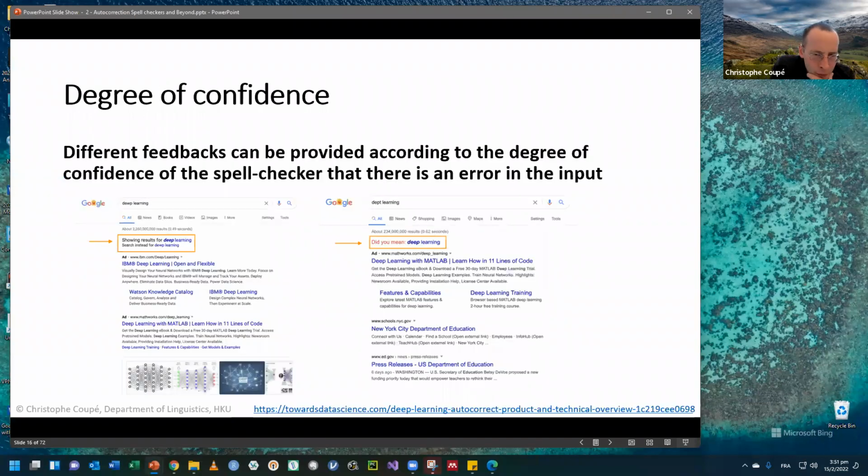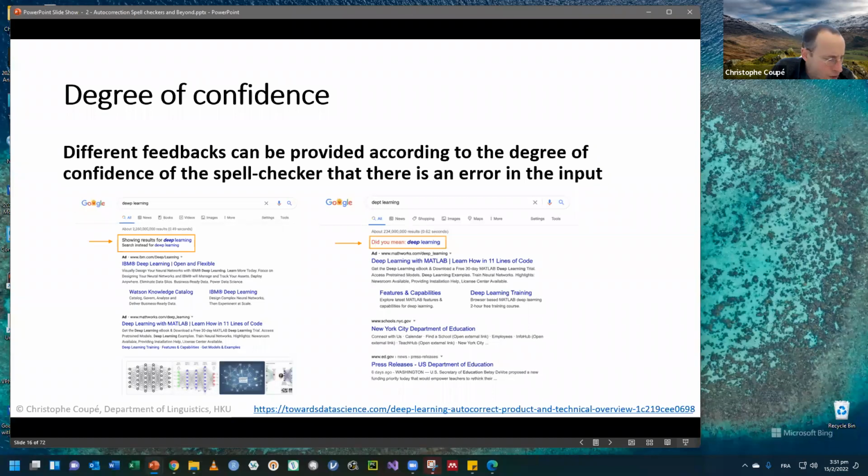You see, if you would try on Google, I think it would still be the case today. You want to type deep learning. The first time you type DEWP learning, and the second time you type DEPT, like department in English, you will see that you will have different feedbacks. In the first case, Google automatically auto-corrected DEWP, turning it back into deep because that was the most likely, and it shows you the result.